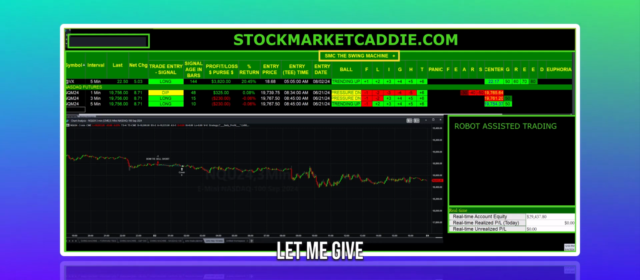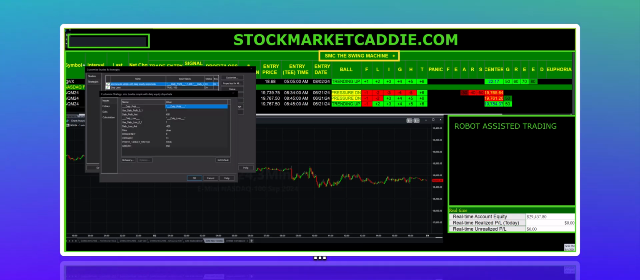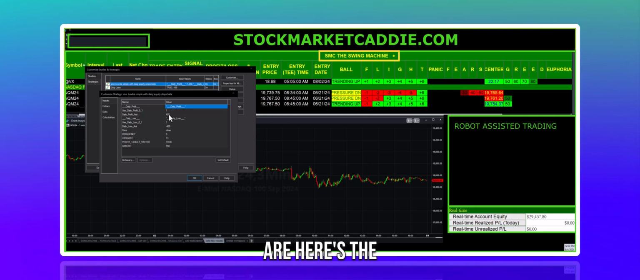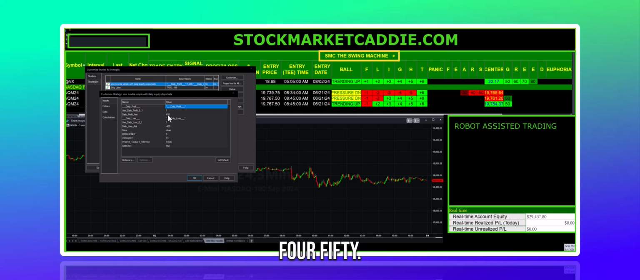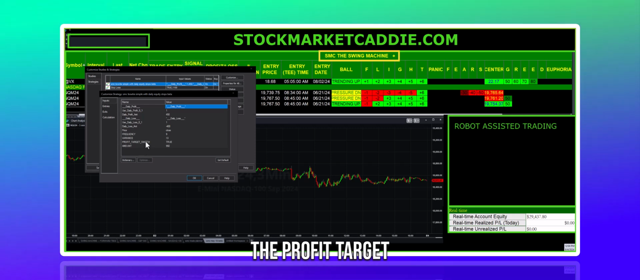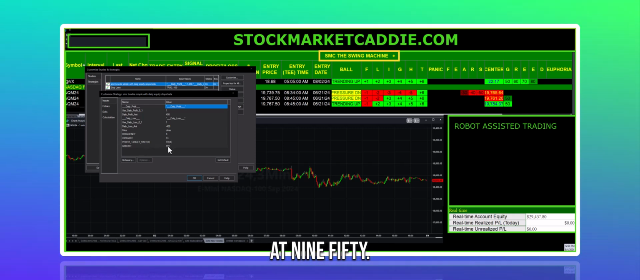Now that said, let me give you a glimpse of what the strategy looks like. Here is the strategy: SMC Bowtie with daily equity stops. Here's the daily equity amount, 450. The daily loss amount, 400. The profit target switch came in at 950. The stop loss that we added a la carte, which we're going to build in this week, came in at 1100. I'm confused, Don. What is the difference between a strategy stop loss and a daily equity stop?